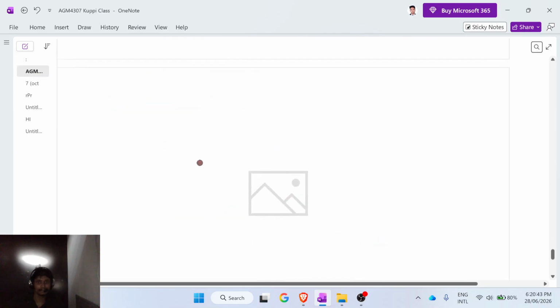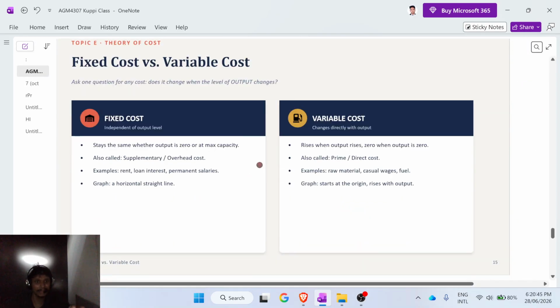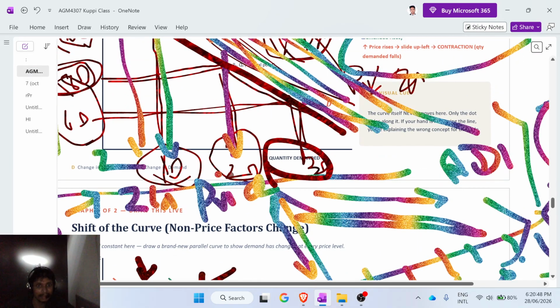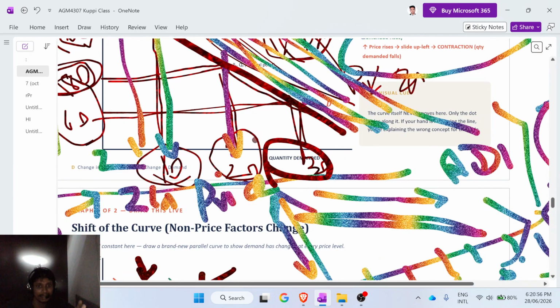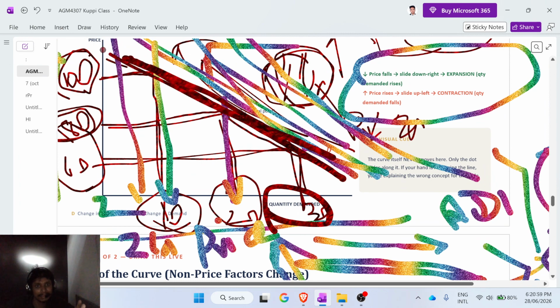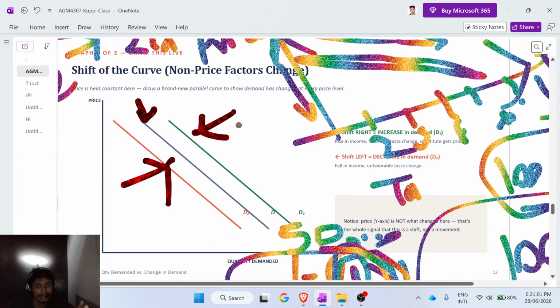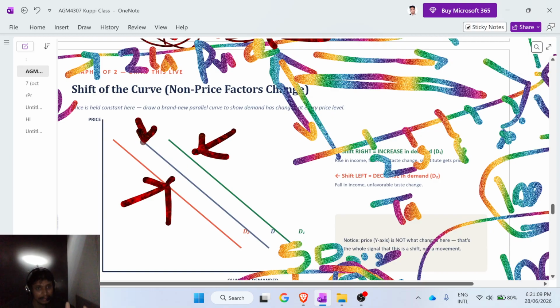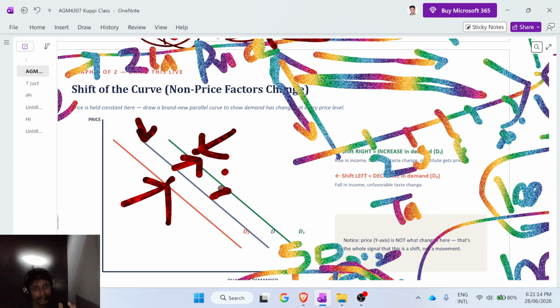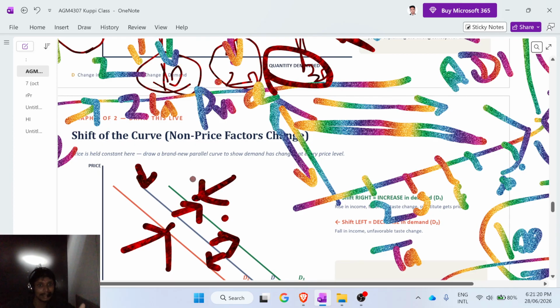Okay, now that's the main thing. We already mentioned that in change in quantity demanded, the price will change and the graph will move along this line only. But in change in demand, the graph will move to the right side from blue to green, or to the left side from blue to orange. That is the change in demand.